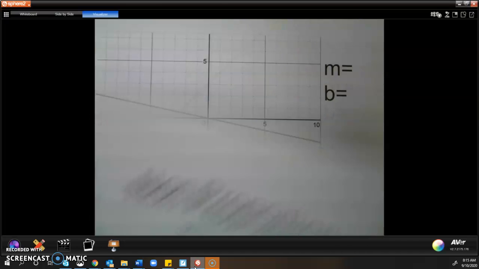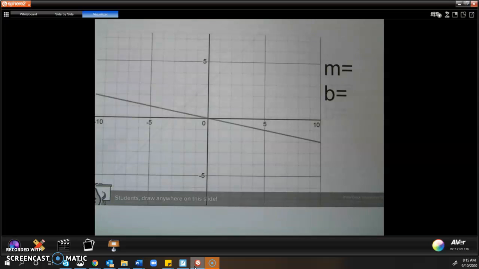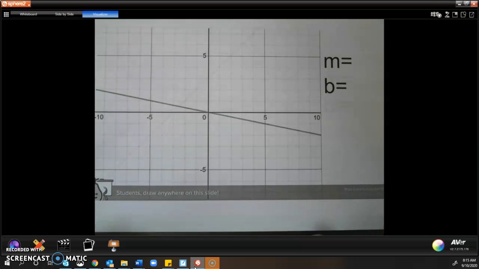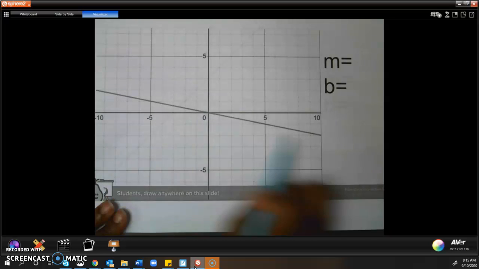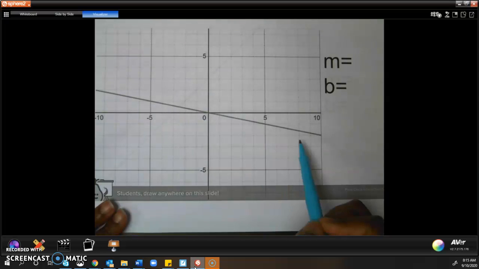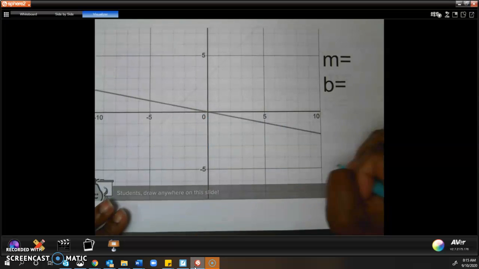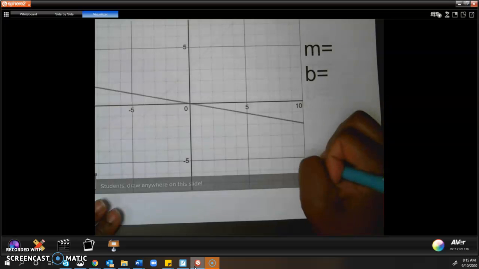So, let's take a look at the first example. I am going to be able to find my slope as well as my y-intercept. I am also going to be able to tell if this is proportional or non-proportional. So looking at the line on my graph, it is proportional because it goes through the point of origin. So here I'm going to write that it's proportional.